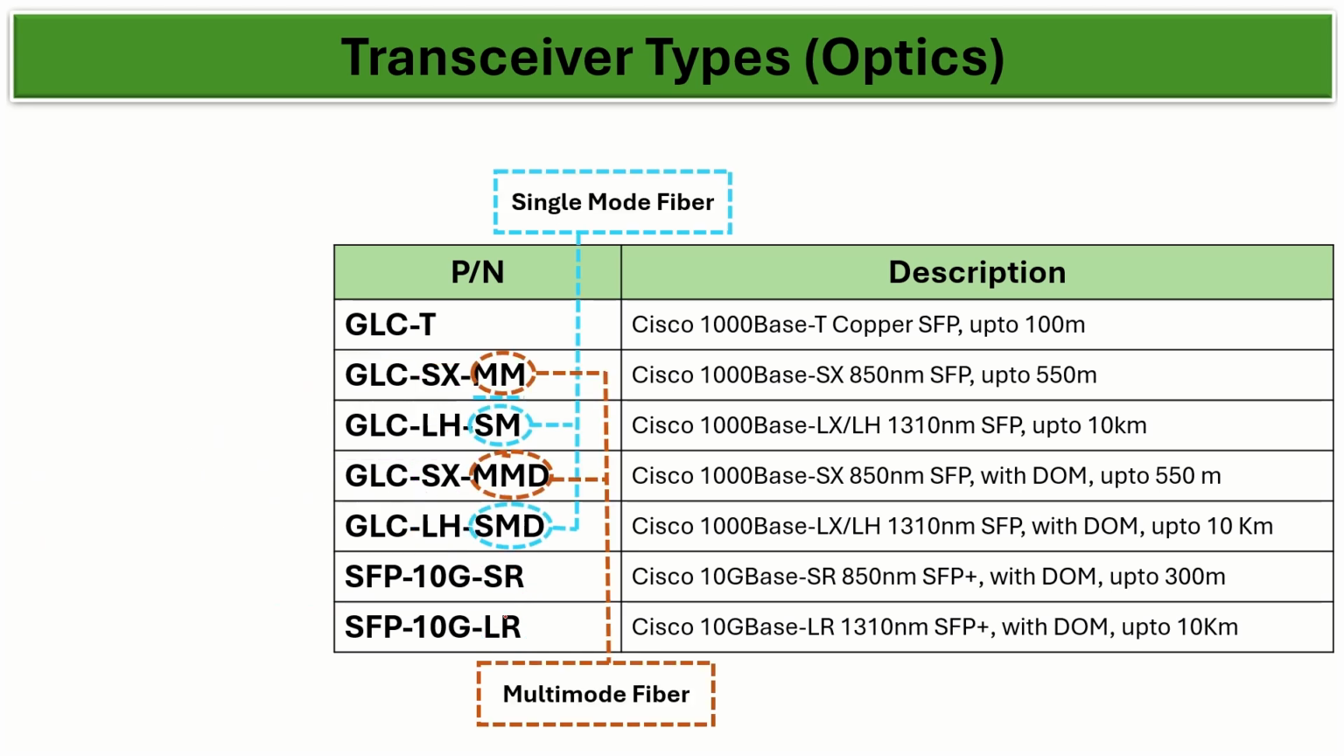Another significant abbreviation in the naming here is MM. MM means multi-mode. That means this GLC or this SFP is going to be multi-mode capable only and not single mode. This one also is MM. And here it is T, which means copper. So this is what segregates what the single mode fiber will look like, that is SM or SMD, and multi-mode will be denoted by MM or MMD.